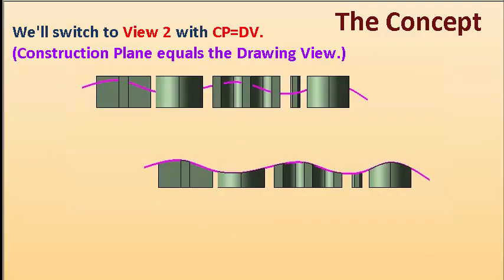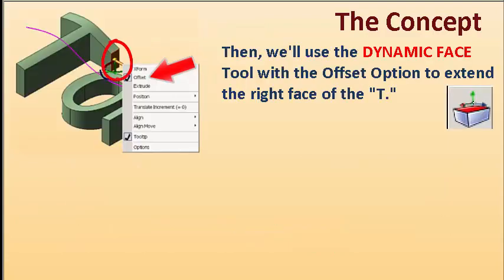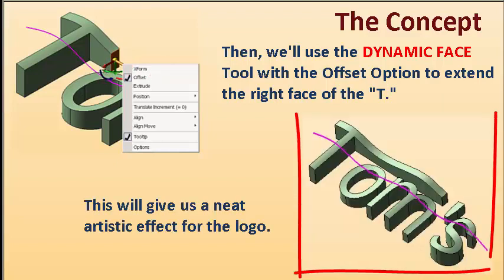We'll switch to View 2 with CP equals DV, construction plane equals the drawing view. We'll use the Trim First tool to trim each extruded letter to the spline. Then we'll use the Dynamic Face tool in View 7 with the Offset option to extend the right face of the T. This will give us a neat artistic effect for the logo.